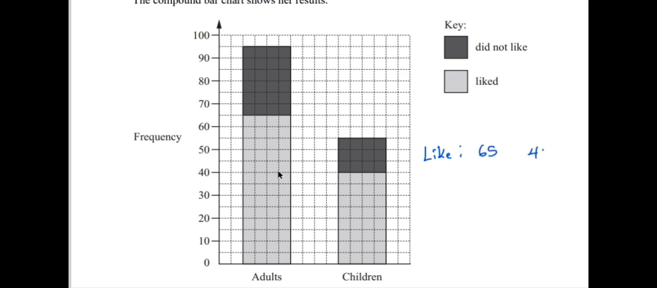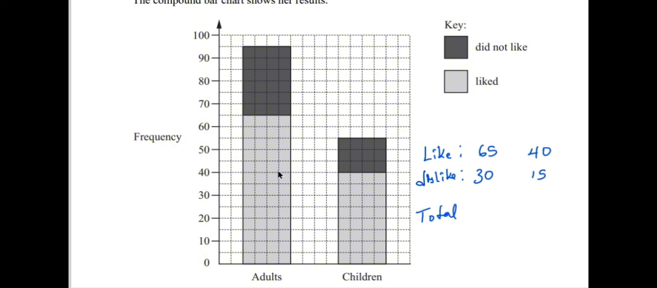Then dislike, let's use the word dislike. If you check here, from here to here is 10, so here to here is 5. So let's count: 5, 10, 15, 20, 25, 30. So 30 adults dislike the movie, while 15 children dislike the movie. So we need to get the total number of people that participated in that poll.